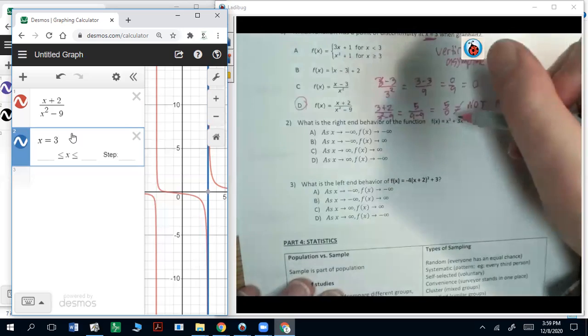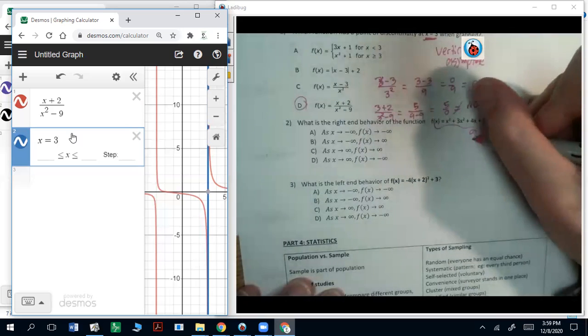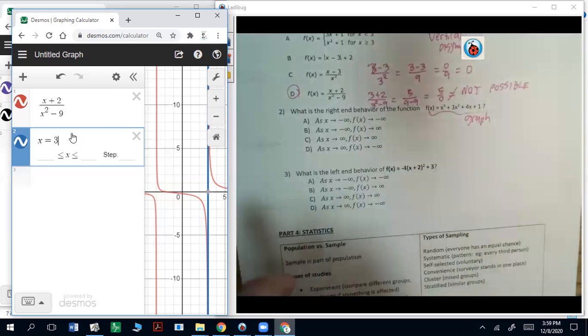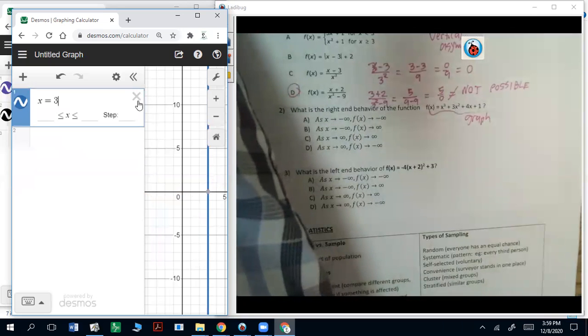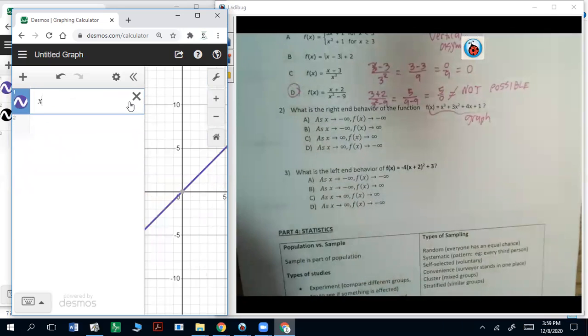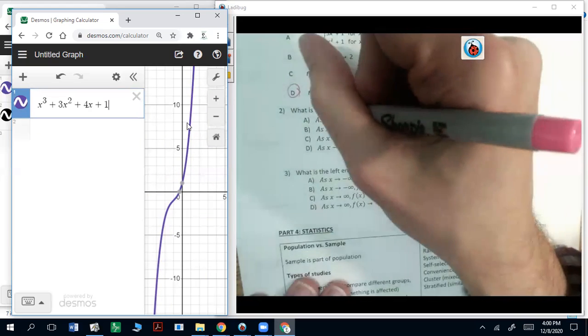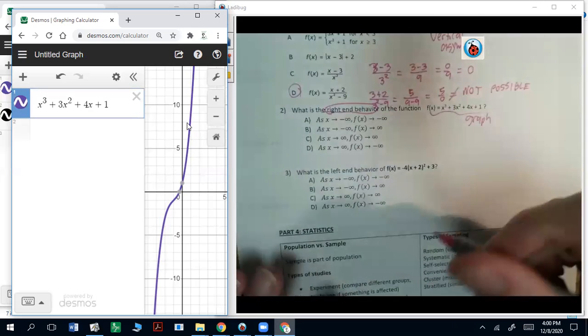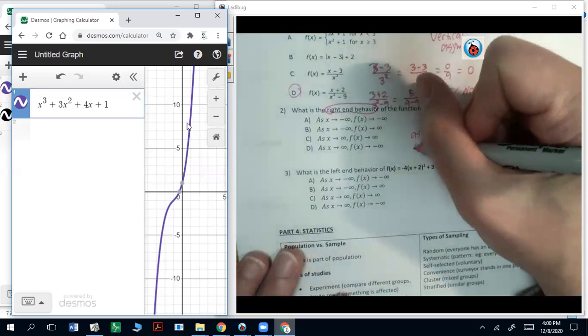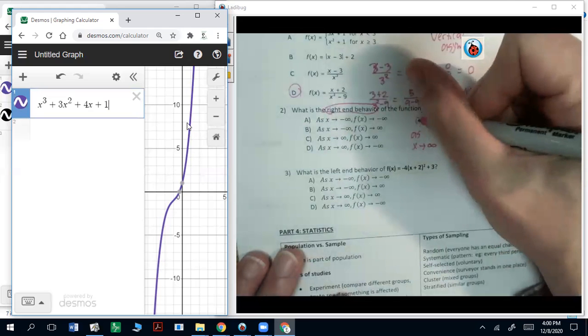Let's talk about end behavior now. Honestly, just graph this. So let's graph that function: x to the 3rd power plus 3x squared plus 4x plus 1. And the question wants to know what is the right end behavior. So right end behavior is always as x goes to infinity. That's right.